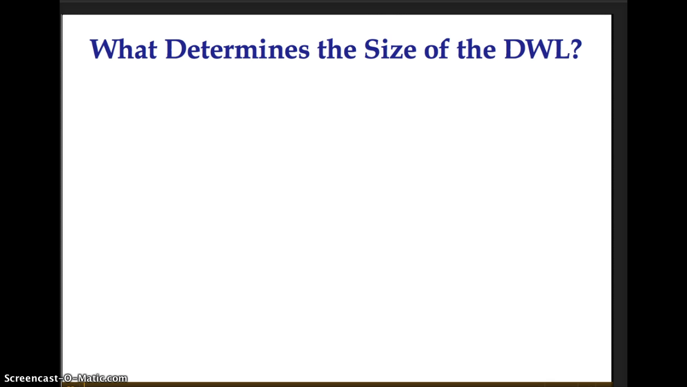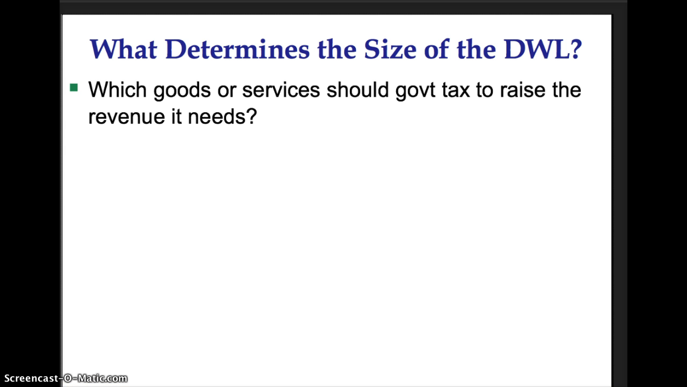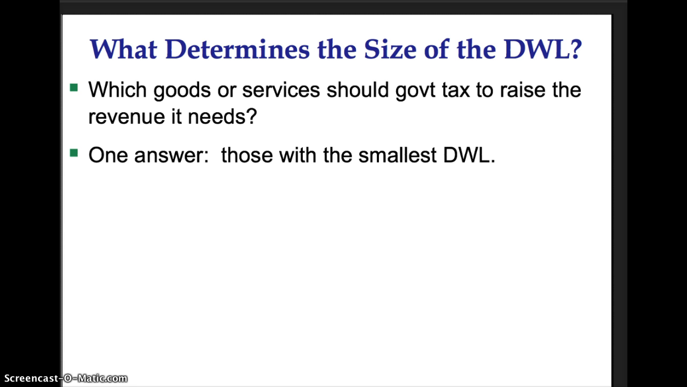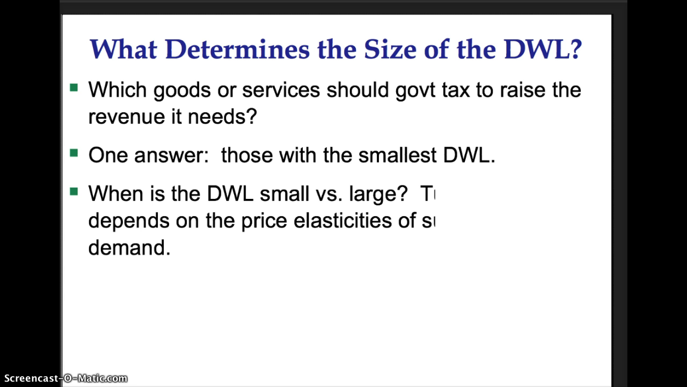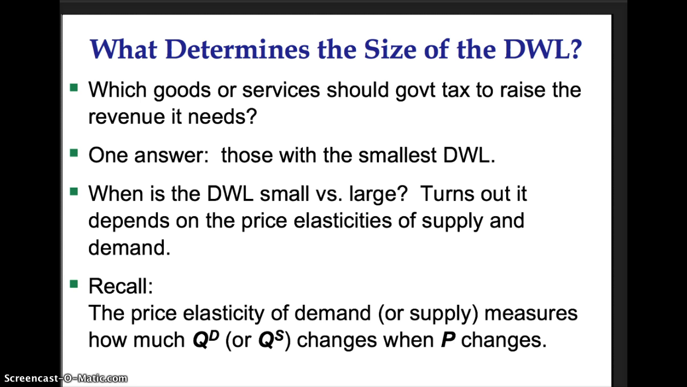Deadweight loss is not the same on all goods. When the government is trying to decide which goods or services to tax, to raise the revenue it needs, they choose the goods and services with the smallest deadweight loss. Deadweight loss depends on the price elasticity of supply and the price elasticity of demand, which we discussed in Chapter 5. Remember, price elasticity of demand measures how much quantity demanded changes when prices change, and price elasticity of supply measures how much quantity supplied changes when prices change.